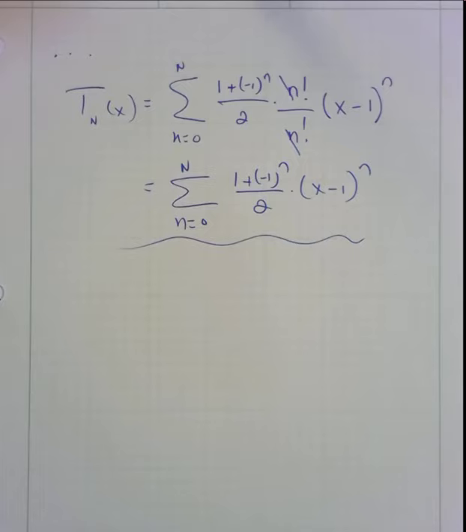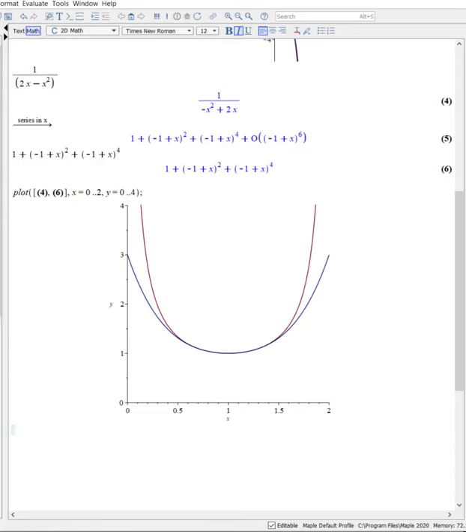Let me show you what we've got graphically. In this window, the red curve is the 1 over 2x minus x squared. We know the red curve is that function. Well, I know because I know that the first curve in the plot is the red curve, but also because that function is going to have vertical asymptotes at x equals 0 and x equals 2. And that red curve is definitely showing those asymptotes.